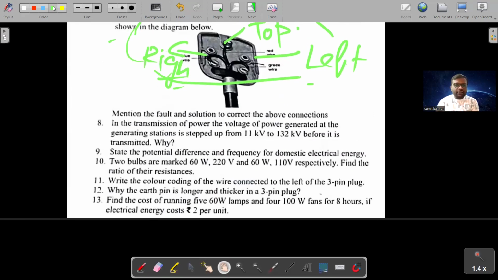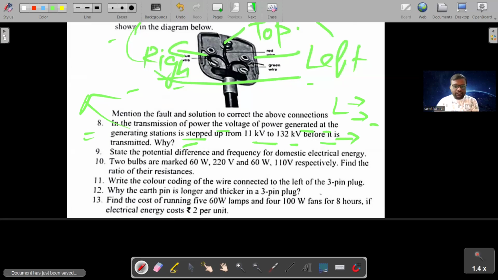Now, friends, next is: in the transmission of power, the voltage of power generated at the generating station is stepped up from 11 kilovolt to 130 kilovolt before it is transmitted. Why? So, friends, this is simply given in the book. You can just see voltage is high because we need less current. If we get less current, there will be less heating effect in the wire. So less heat energy will be lost in the form of heat in the wires. Let's do this.